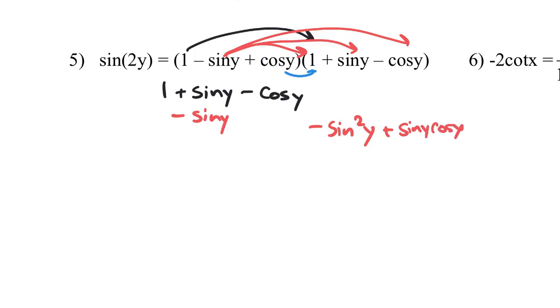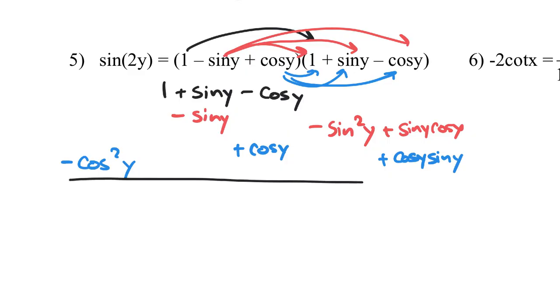And then for our third batch of distribution, I'm just going to change over to blue here. I get a positive cosine y. I get plus cosine y sine y. And finally, I get minus cosine squared y. I'll put this over here.